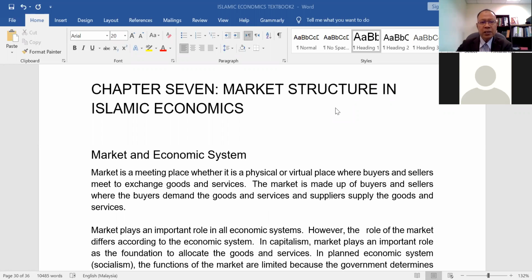What is a market? A market is simply a meeting place between sellers and buyers. The meeting place could be a physical place like the fish market, mini market, supermarket, McDonald's, KFC, or it can be a virtual place like Lazada and Shopee, where consumers can buy goods and services online, and sellers can sell their products online. So it could be a physical market, or a virtual or online market. Virtual here means online.